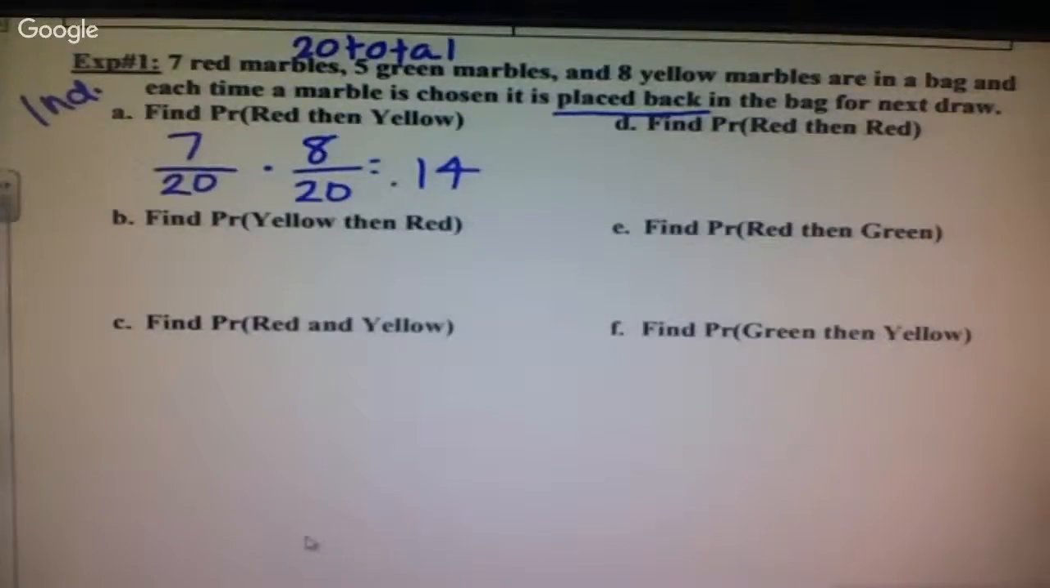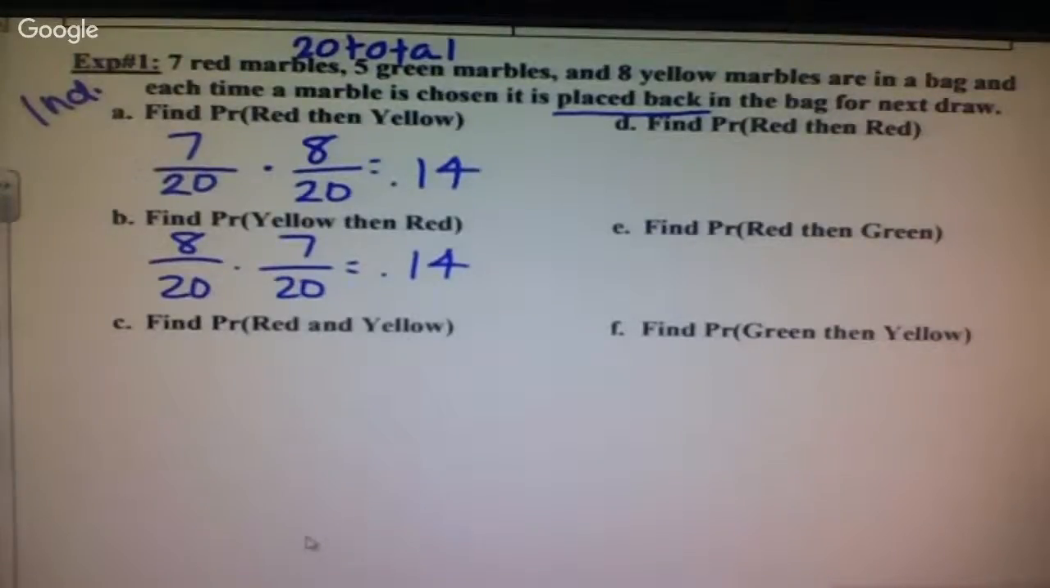Okay, the probability of a yellow, then a red. So what's that going to do to what we did in A? You're just going to switch them. So instead of red first, yellow second, yellow comes first, and red comes second. Guess what? The probability doesn't change. Just the order that it happens in. That's all. It's not going to change your probability.